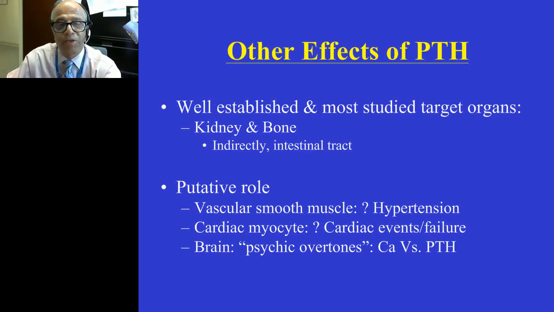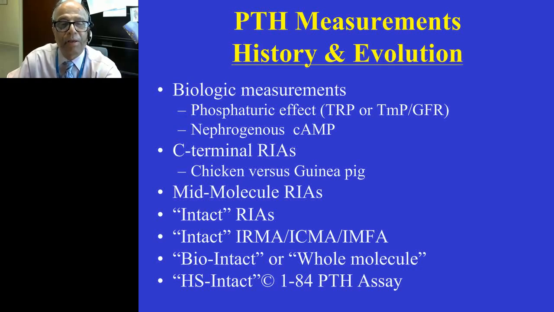Although the well-established and most studied organs are kidney and bone and indirectly the intestinal tract, there is some evidence to suggest that parathyroid hormone has actions on the vascular smooth muscle, hypertension, cardiac myocyte, and brain, in terms of the psychic overtones. Whether it is related to the high calcium or the high PTH is still being debated.